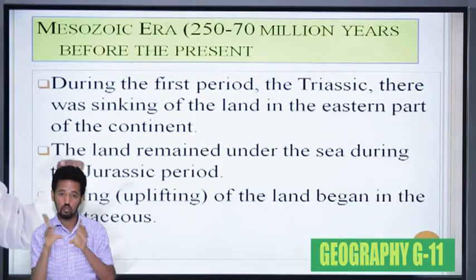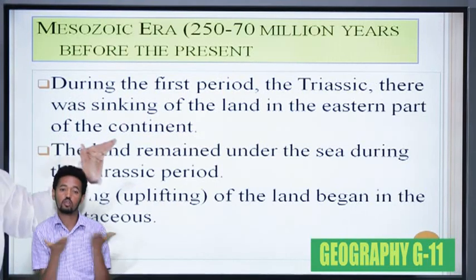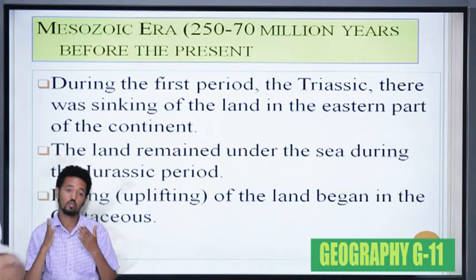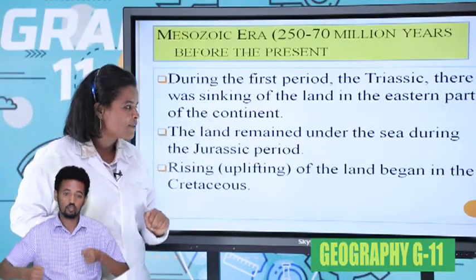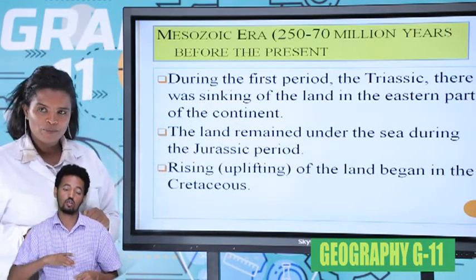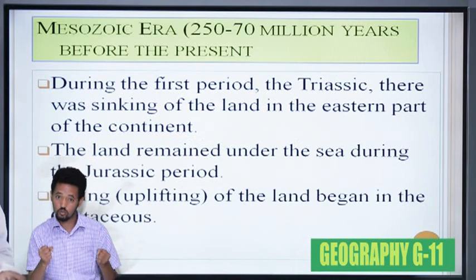During the first period, there was sinking of the land in the eastern part of the continent. The rising of the land began in the Cretaceous period. Sedimentary rock also formed during this era.